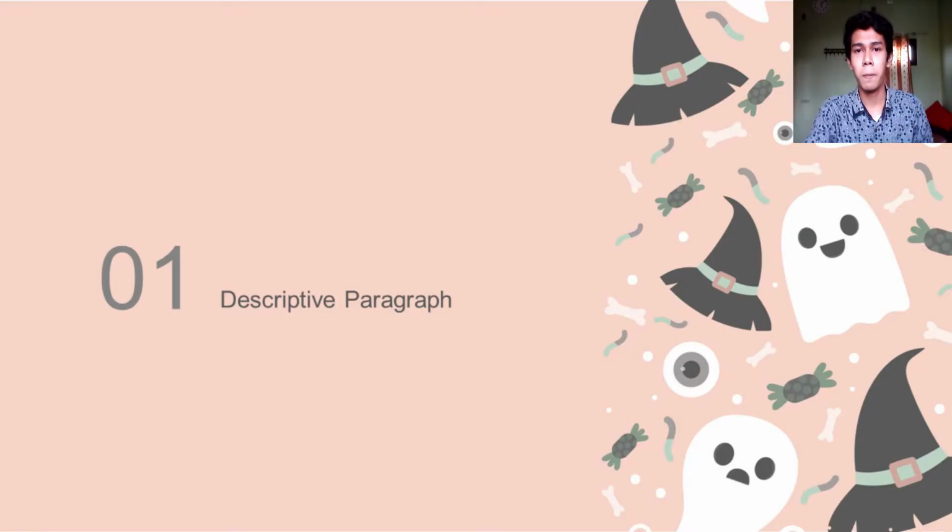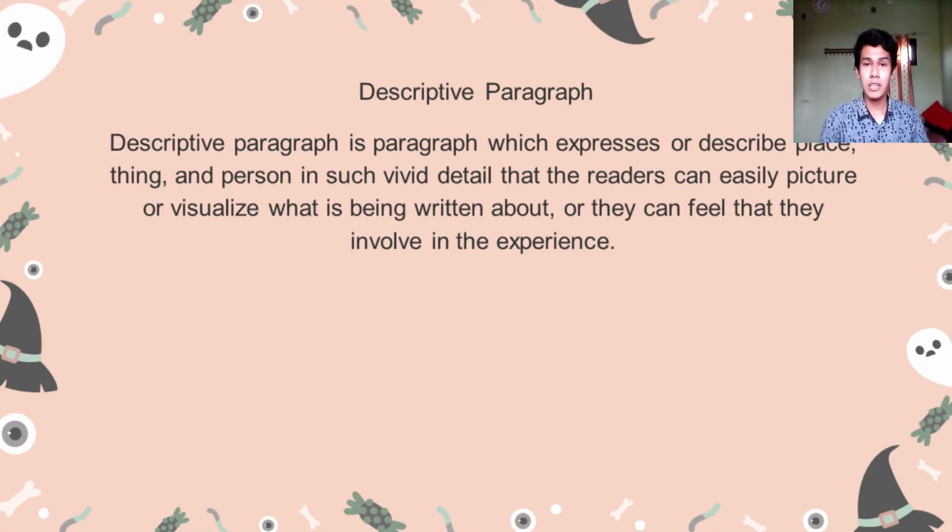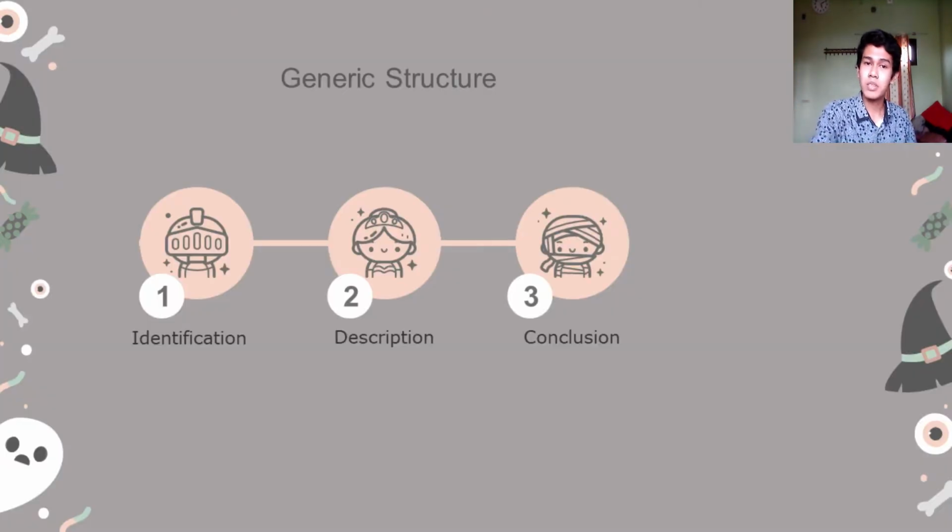Okay, let's start. First is descriptive paragraph. A descriptive paragraph is a paragraph which expresses or describes a place, thing, or person in such vivid detail that the reader can easily picture or visualize what is being written about, or they can feel that they are involved in the experience. The generic structure of the descriptive paragraph is first identification, 2 is description, 3rd is conclusion.